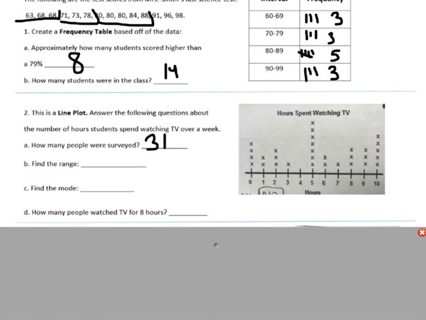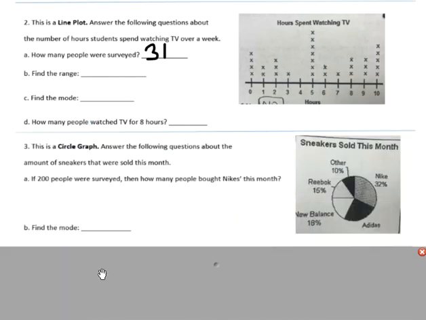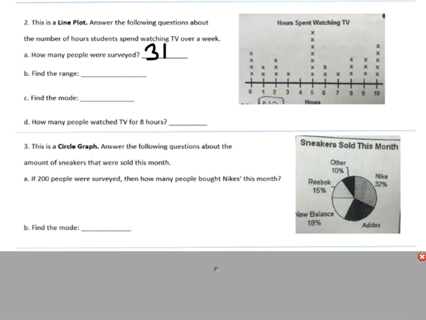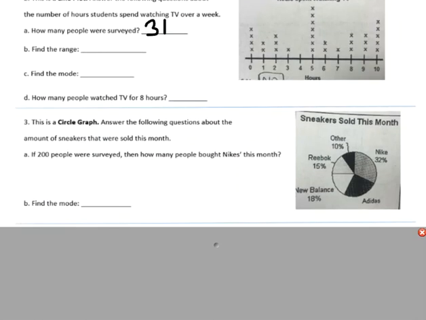All right, so you should have gotten B, C, and D checked, so I'm not going to put the answers on there. And we'll move on to number 3, the circle graph. This is a circle graph. Answer the following questions about the amount of sneakers that were sold this month.